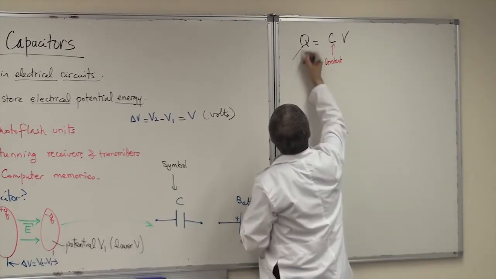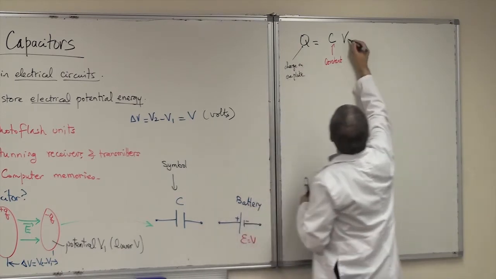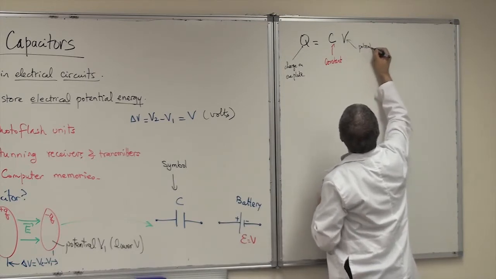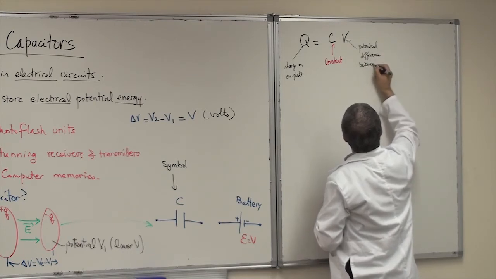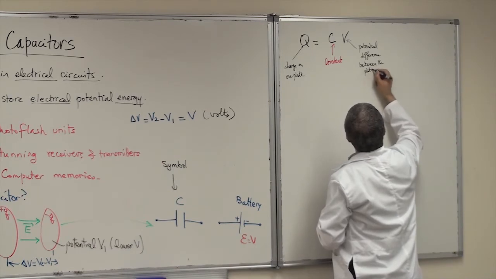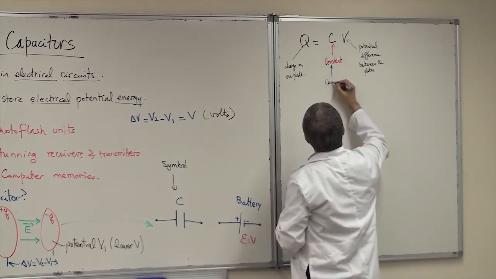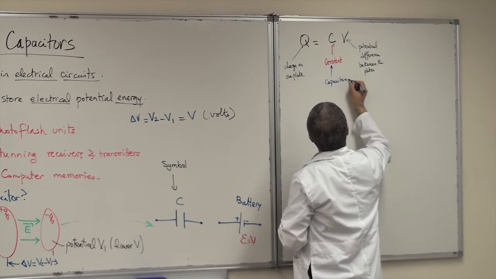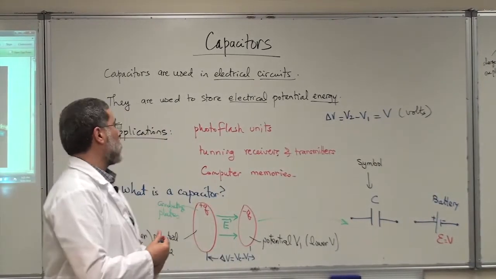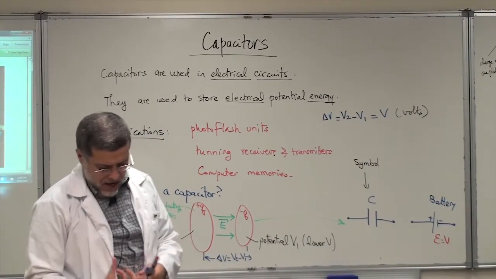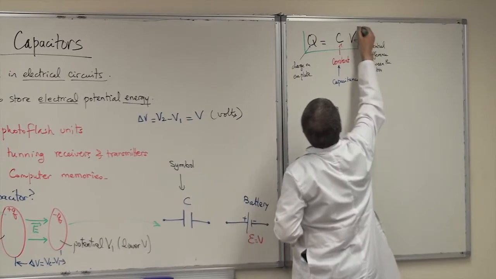So let's write here the charge on one plate, and this is the potential difference between the plates, okay, and this is the capacitance now. This C is called the capacitance, which depends on the geometry of your capacitor. We will see later, okay? So there is a relationship between the voltage applied, the charge on the plate, and the capacitance.